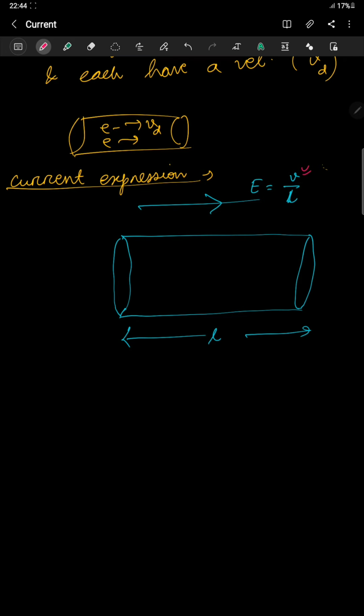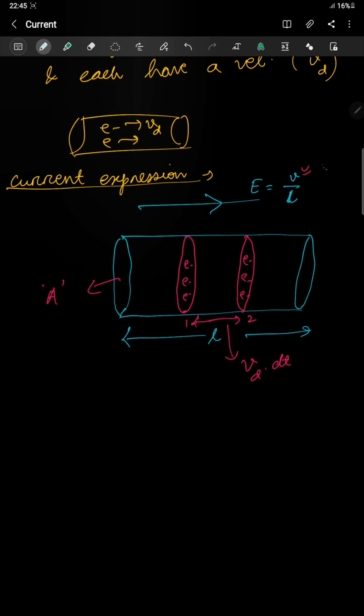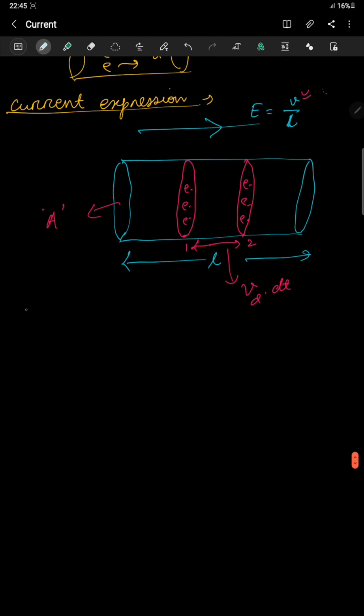Now I will take a cross section here. This cross section will have some electrons. Let it be cross section 1. After a time dt, these electrons move to cross section 2. Then what will be the distance covered? The distance covered here will be drift velocity into time dt. Here A is your area of cross section.